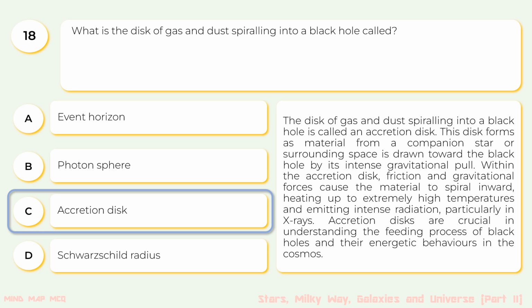This disk forms as material from a companion star or surrounding space is drawn towards the black hole by its intense gravitational pull. Within the accretion disk, friction and gravitational forces cause the material to spiral inward, heating up to extremely high temperatures and emitting intense radiation, particularly in X-rays. Accretion disks are crucial in understanding the feeding process of black holes and their energetic behaviors in the cosmos.